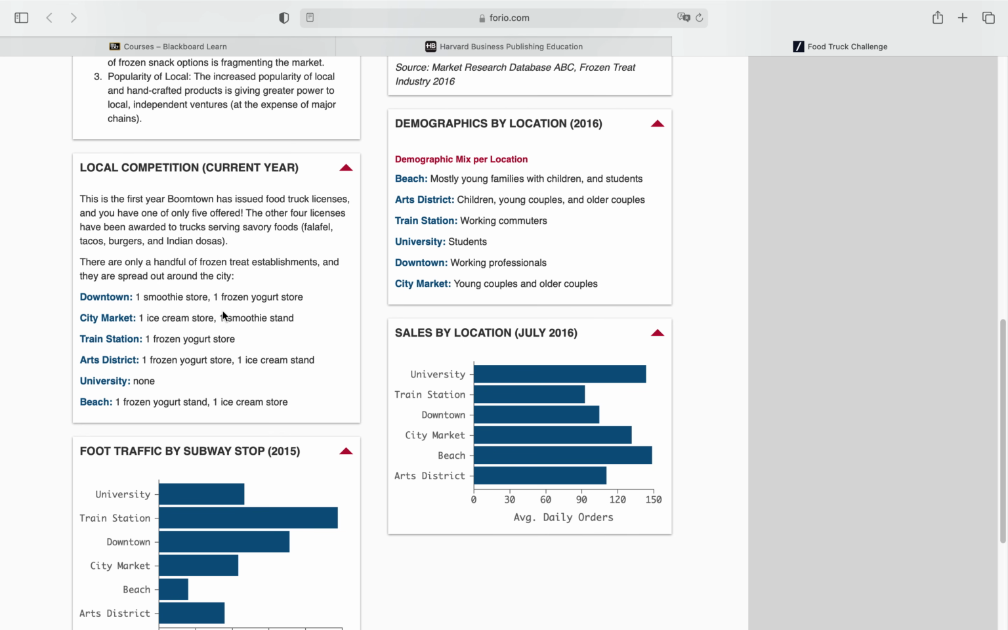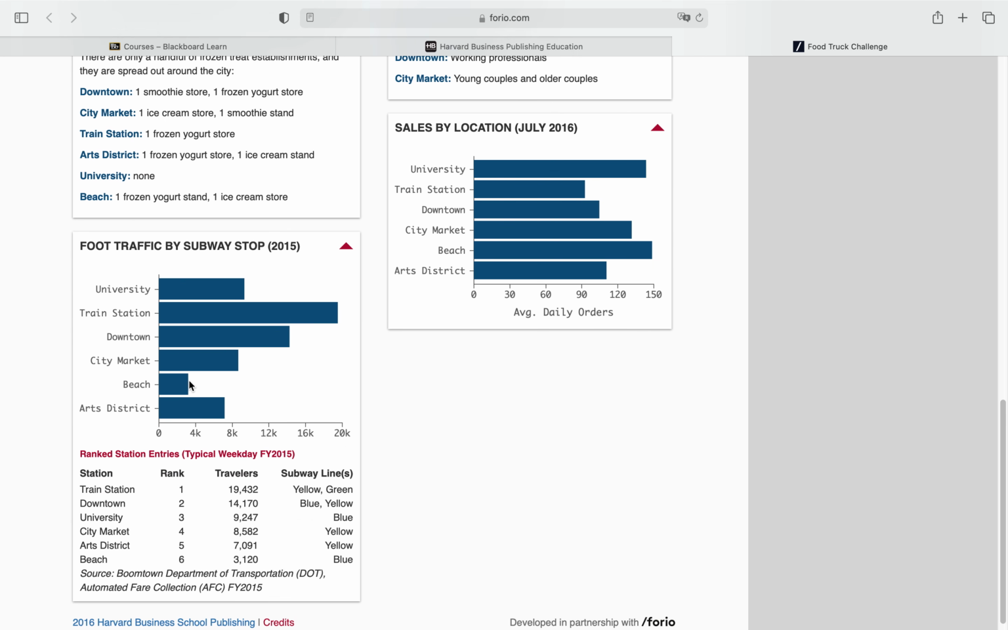Based on how the locations are spread out and what other food trucks or establishments are doing, as you can see, downtown, city market, train station, arts district, university, and beach are all spread out and have a different type of whether it's a store or a stand, or, as you can see, university has none of them. So you want to analyze that information and find out the best location to start your operation. And then the third one, food traffic by subway stop.